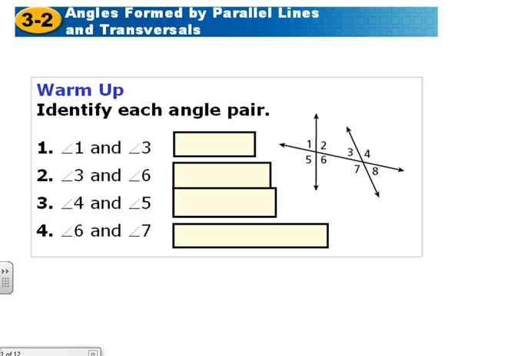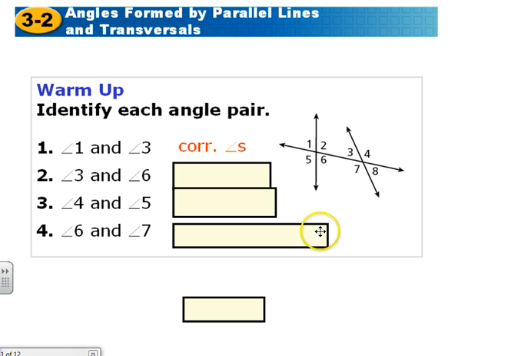Okay, so this is chapter 3, section 2, angles formed by parallel lines and transversals. So can you identify each angle pair? Are angles 1 and 3 corresponding? Yes, they are. The way I think of it is, look at this as the face of a clock, right? So angle 1 would be in the 11 o'clock, and angle 3 is as well.